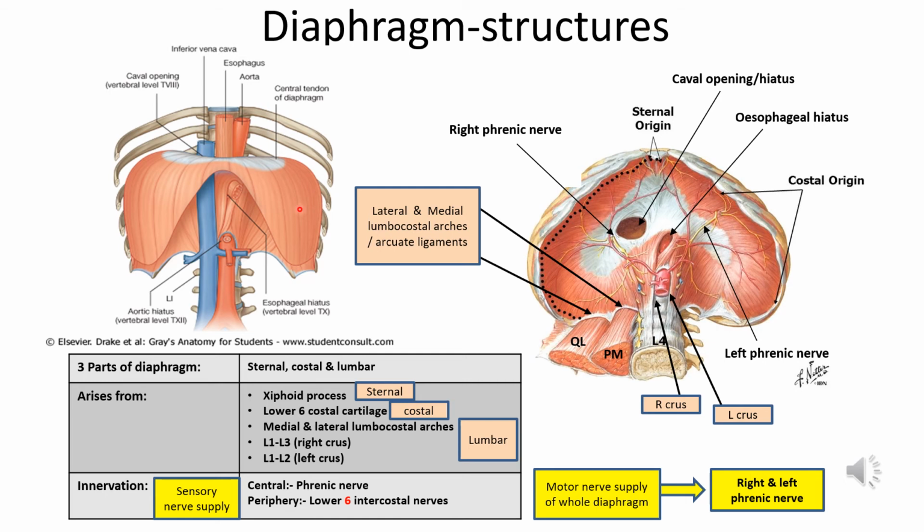The diaphragm is the fibromuscular structure that separates the abdominal cavity from the thoracic cavity. It has three parts based on the attachment to the sternum, costal cartilage, and lumbar vertebrae. The sensory nerve supply to the center of the diaphragm is by the phrenic nerve, which originates from C3 to C5 spinal nerves. The sensory nerve supply of the peripheral diaphragm is by the lower 6 intercostal nerves. Motor innervation of the whole diaphragm is supplied by the right and left phrenic nerves.